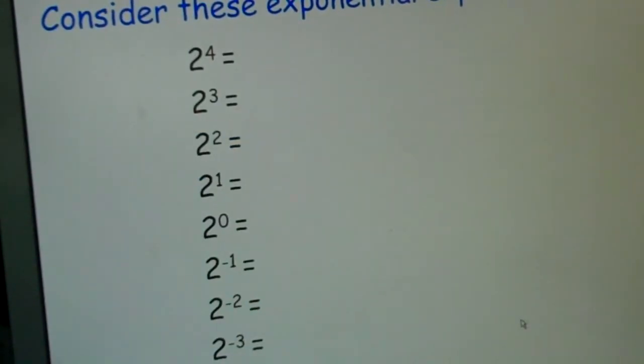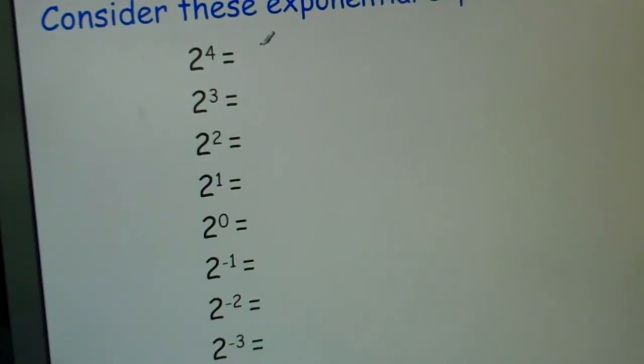Consider these exponential expressions. 2 to the 4th power, 2 to the 3rd power, 2 to the 2nd, 2 to the 1st. There's that 0. And then we delve into negative exponents. Take a minute and figure out what is 2 to the 4th power, 2 to the 3rd power, 2 to the 2nd, and 2 to the 1st power.